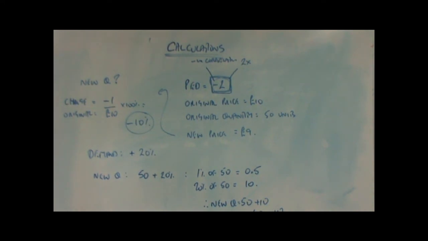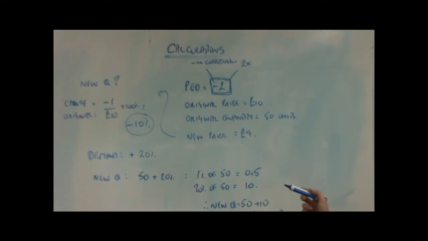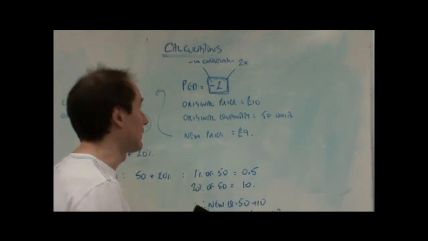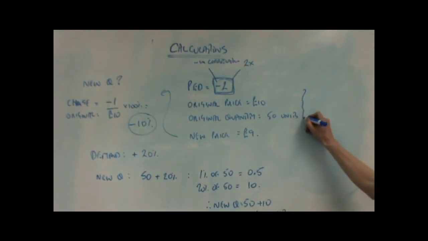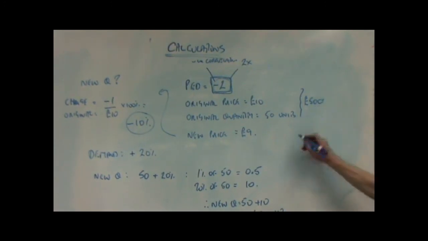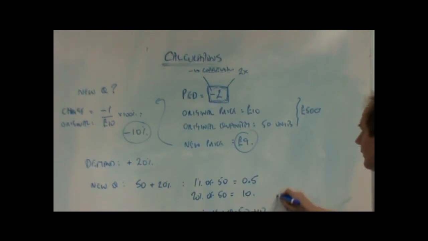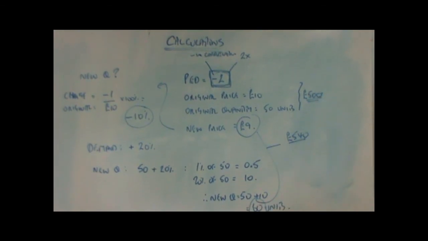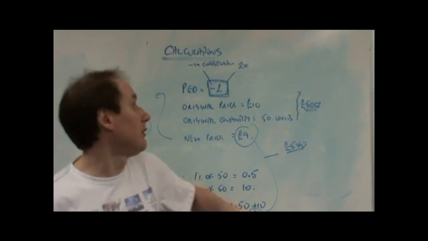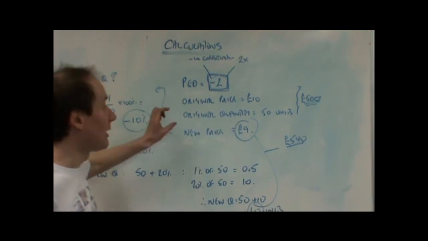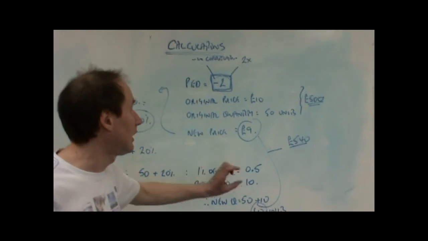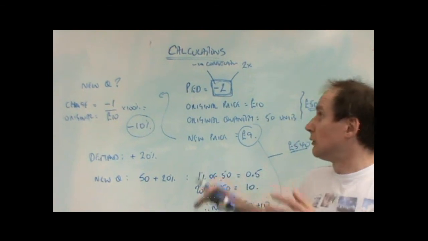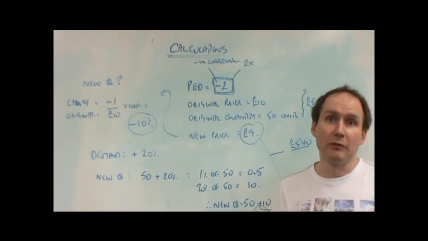And what that means is, as we might expect, revenue has gone up, because originally we had 50 units at £10, £500. Now we have 60 units at £9, which is £540. And that confirms what we said earlier, which is that when price goes down, demand rises more than proportionally, and therefore the firm's revenue will go up. And those are the key calculations that they can ask you to do. That's the most complicated one, but the earlier one is the most common.